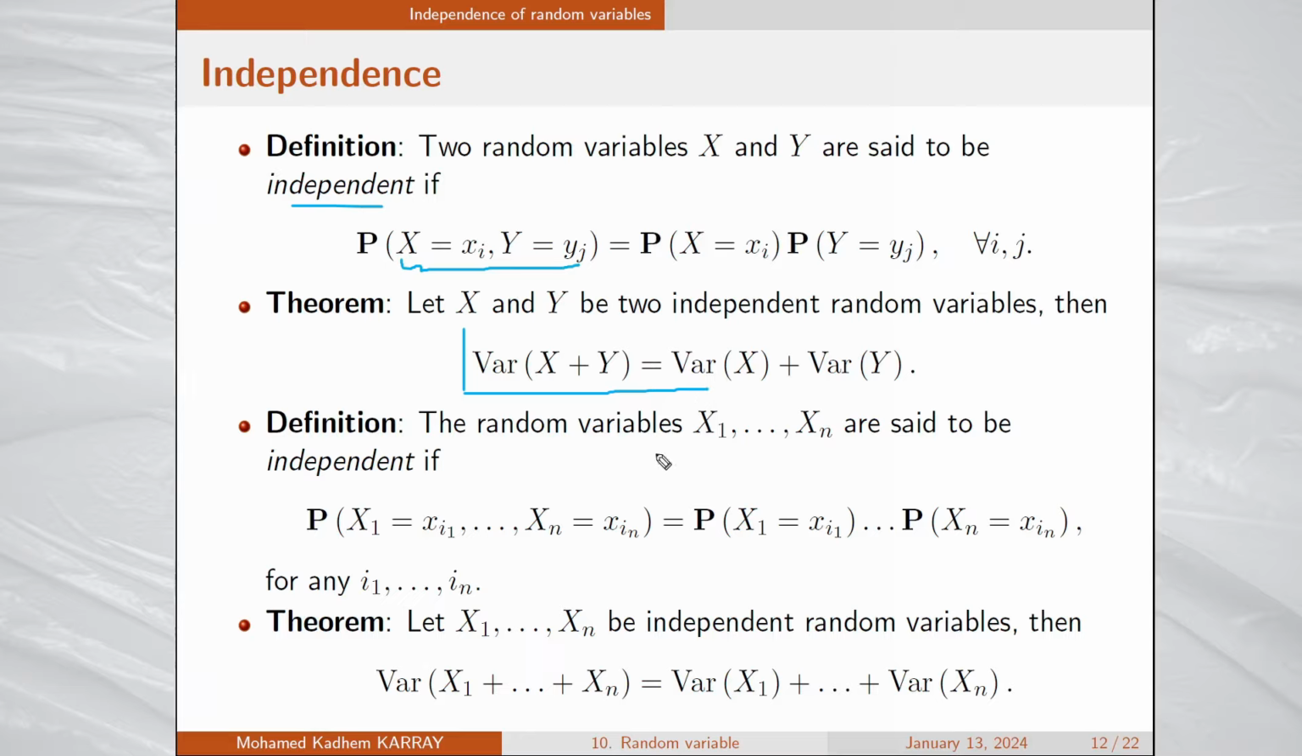We generalize this for any number of random variables. So consider X1, ..., Xn independent random variables. They are said to be independent if the probability of their taking some values equals the product of the probabilities, for any possible values of these random variables. And as a consequence, if X1, ..., Xn are independent, then the variance of their sum equals the sum of their variances.